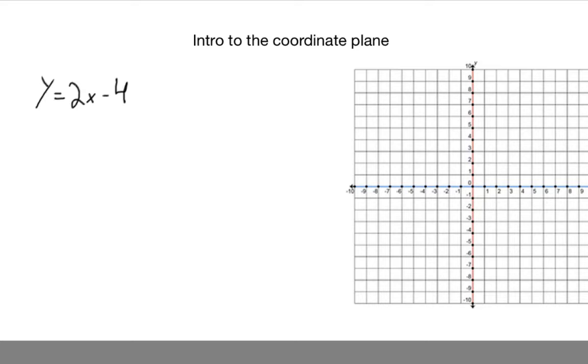Suppose we're given the equation y equals 2x minus 4. How do we graph this? In this tutorial I'm going to teach you a more basic method that you can wrap your heads around before I teach you a more advanced way to graph.